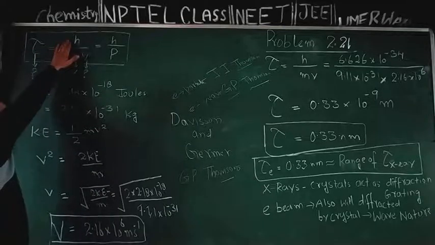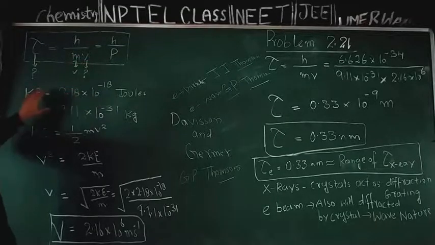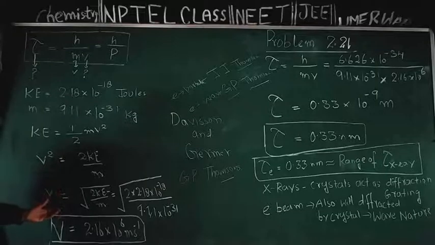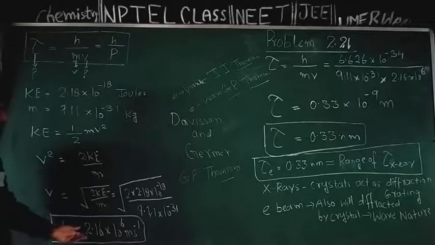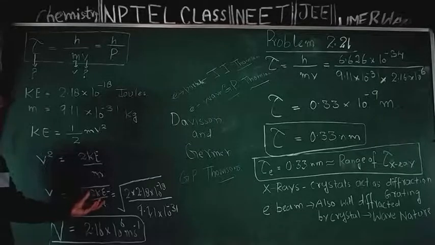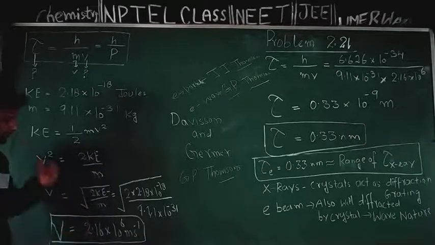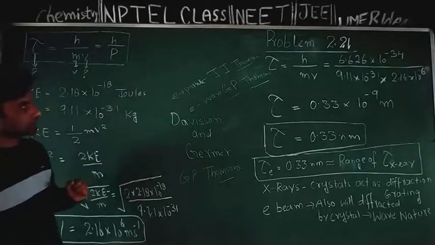H, Planck's constant, is known parameter. Mass of electron is given parameter. Velocity was not given, but from value of kinetic energy we can calculate first velocity of an electron, and I used the expression of kinetic energy in order to determine value of velocity. I was able to obtain value of velocity in terms of value of kinetic energy, and velocity I got is equal to 2.18 into 10⁶ meter per second.